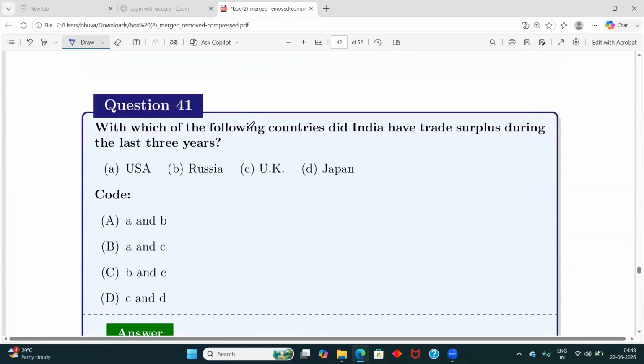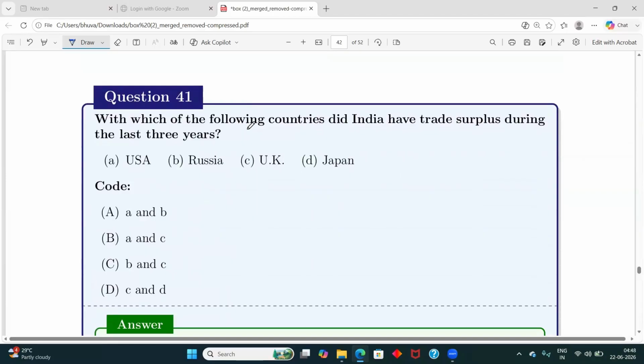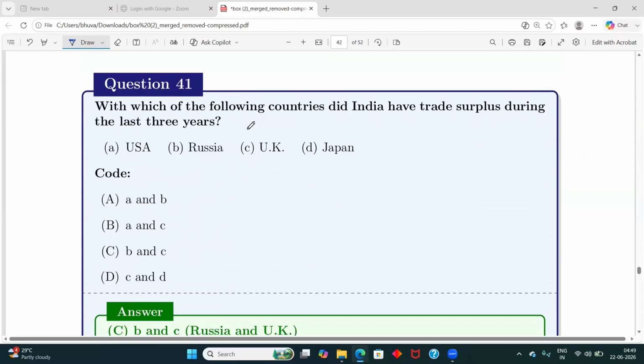Question number 41. With which of the following countries did India have a trade surplus during the last 3 years? Question paper 2004. So think in that manner.